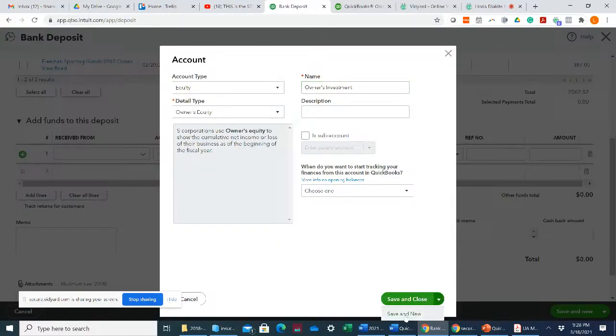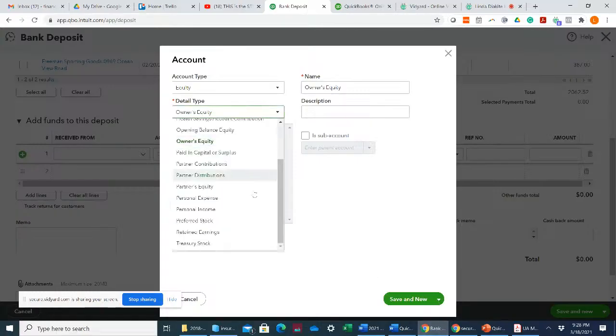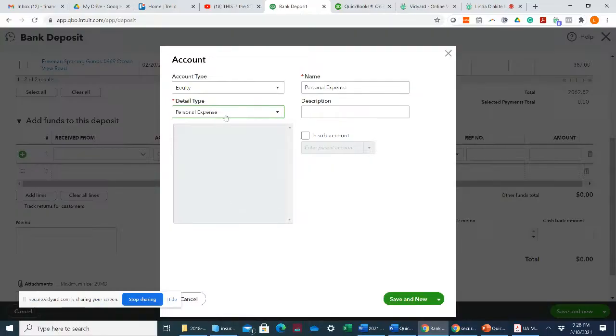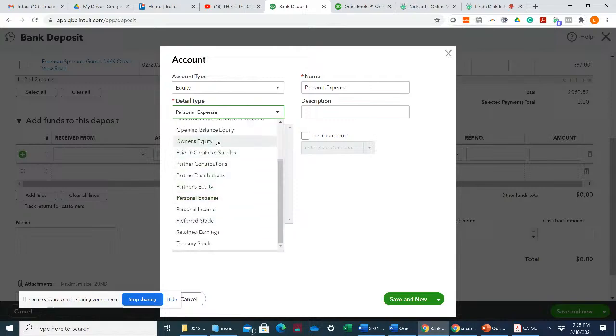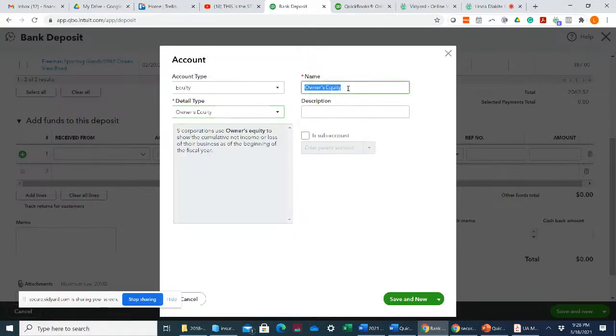And then I'm also going to create a personal, I don't want to call it personal expense, but I guess I could. No, I'm just going to keep it owner's equity, sorry. And I'm just going to say owner's withdrawal.